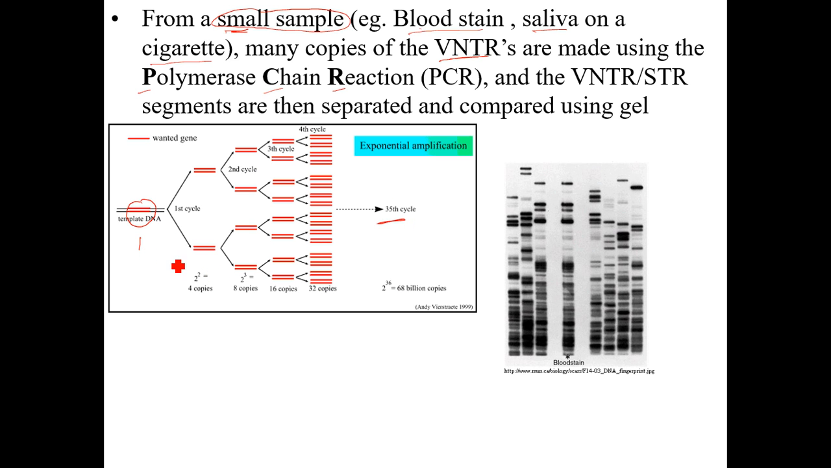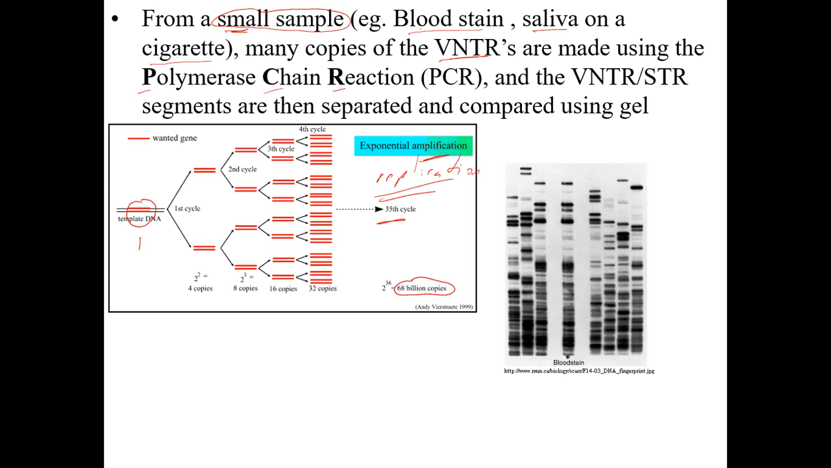At the end of the day, they go through 35 cycles, as they have here, of amplification, which is really just replication of the DNA in the test tube. We end up with 68 billion copies. So now there is more than enough to go ahead and actually do your DNA fingerprint.